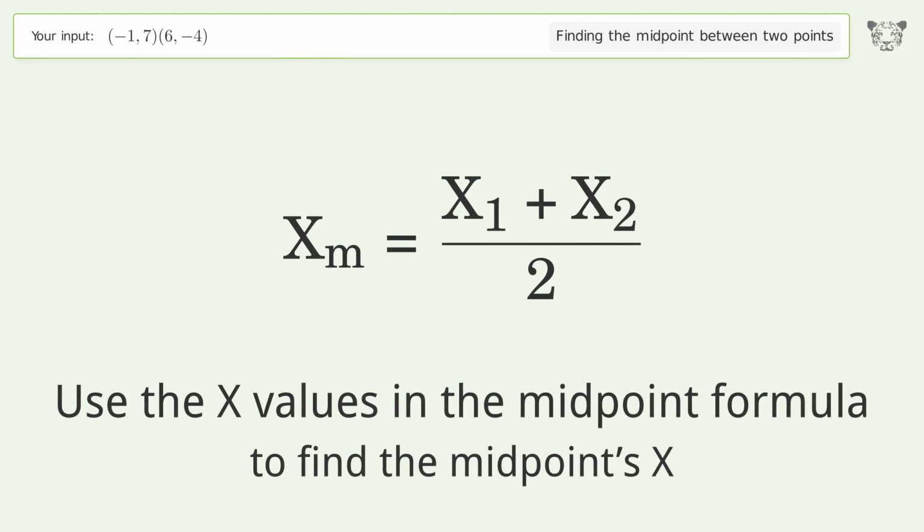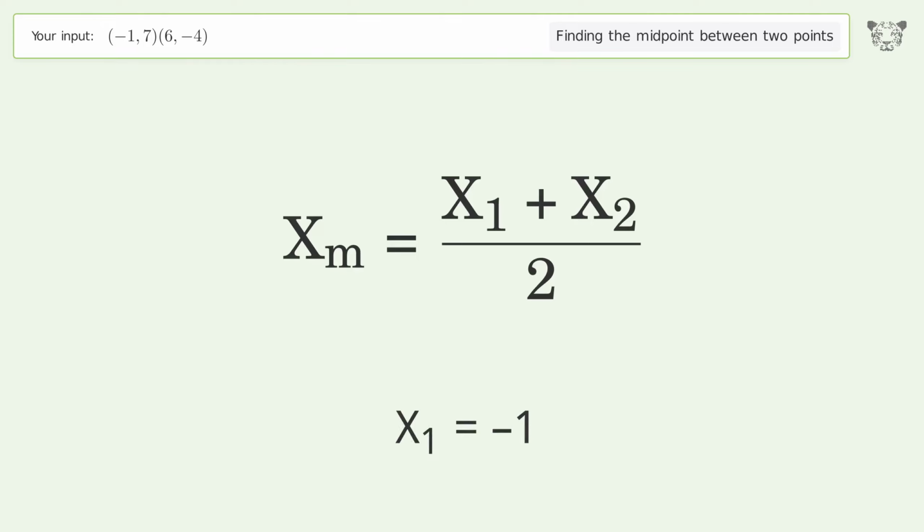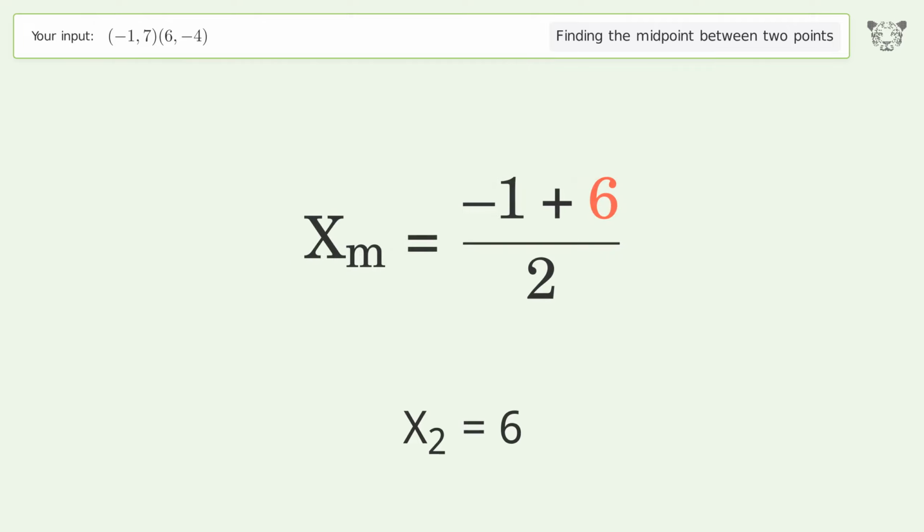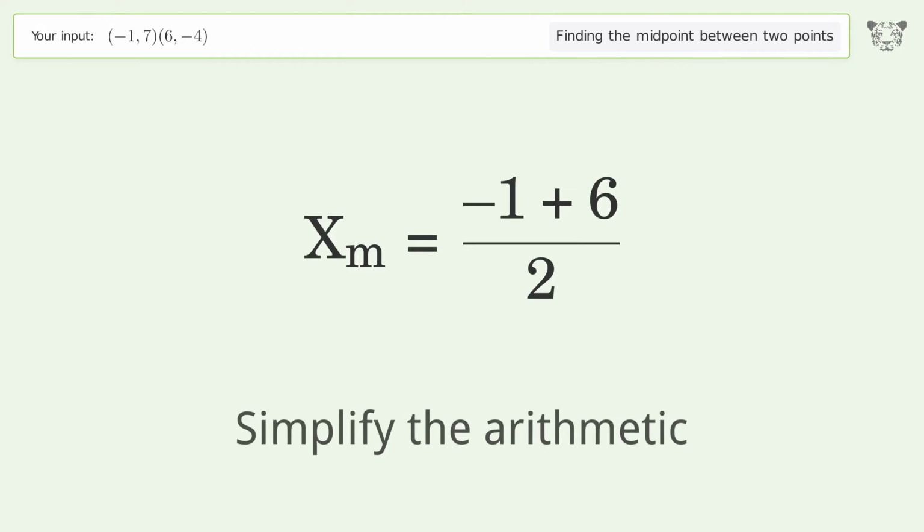Use the x values in the midpoint formula to find the midpoint's x. x1 equals -1. x2 equals 6. Simplify the arithmetic.